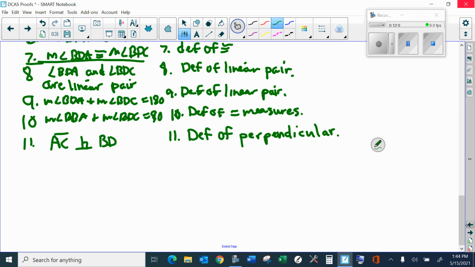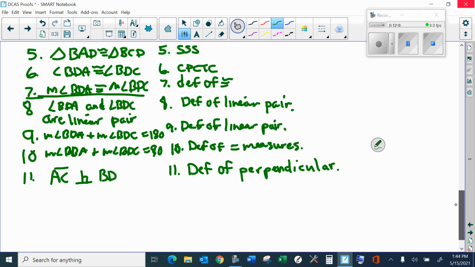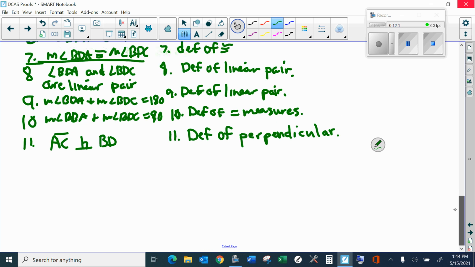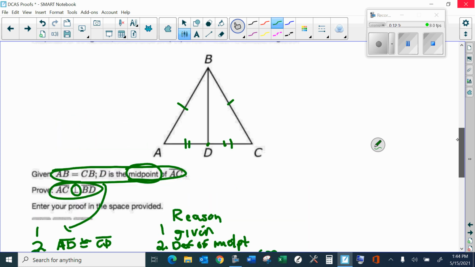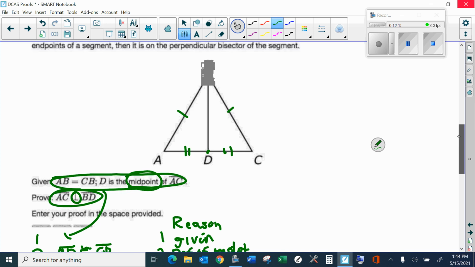Okay. So that's a lot in there. Now they might let you get away with skipping some of these steps. It'd be a partial. It just depends on how strict they want to be.